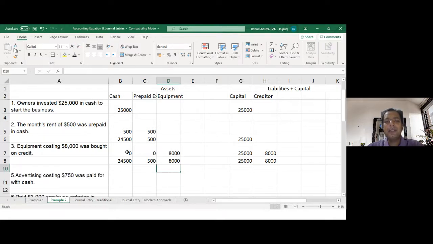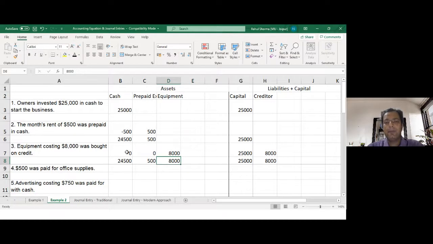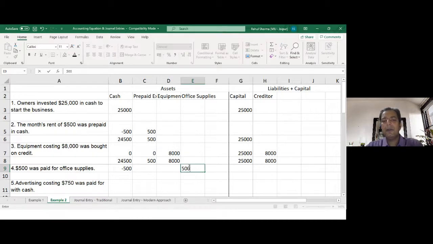Now the next part comes, that we paid 500 for office supplies. We can say it is stationery as well, right? So you bought some stationery items for rupees 500, or any other office supplies. So 500 moved out of the business, right? So I have to reduce 500 from my cash. And I have to create one more asset over here, which will be called office supplies. And for office supplies, there's an addition of 500. Right. So when I move to the new equation, cash comes up as 24,000.